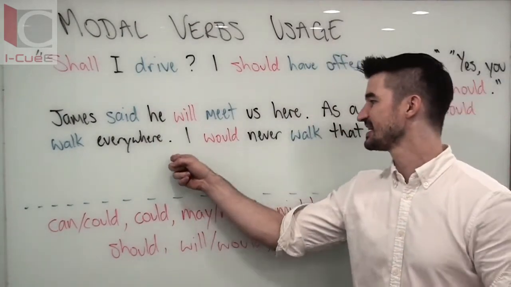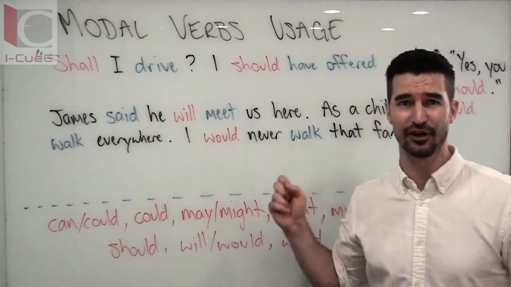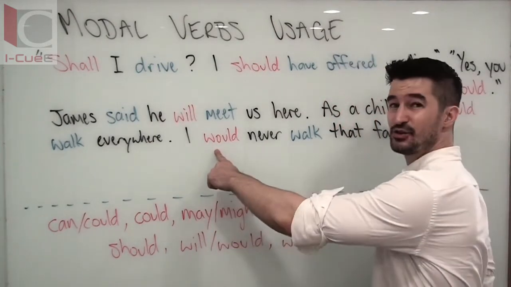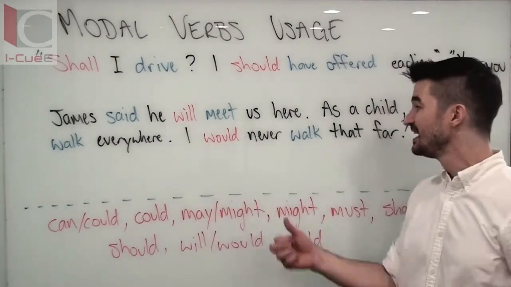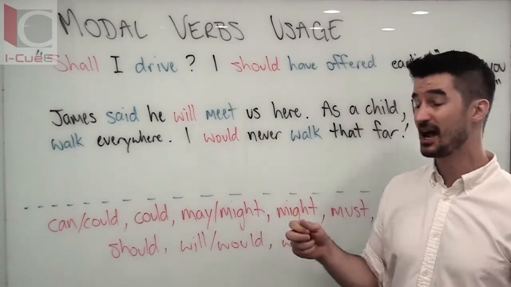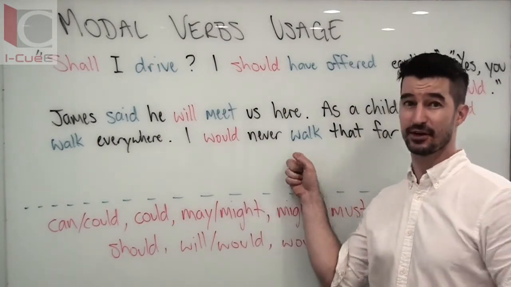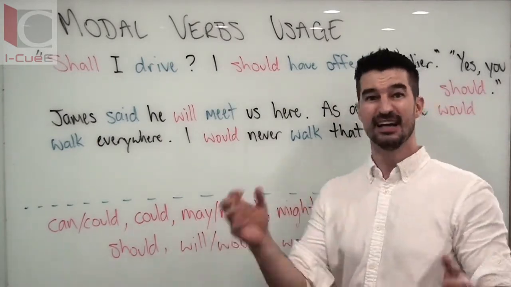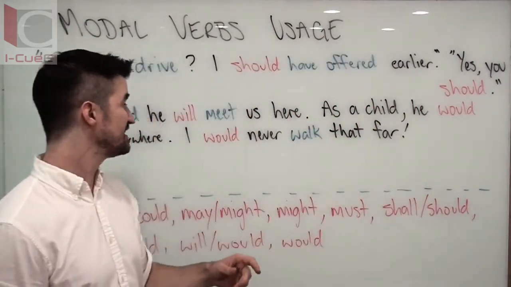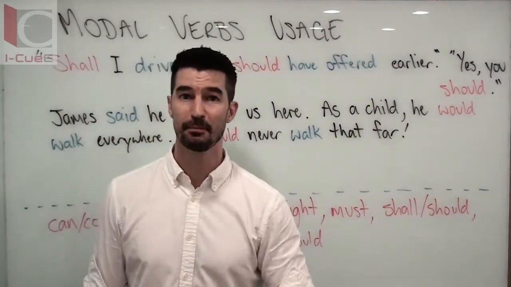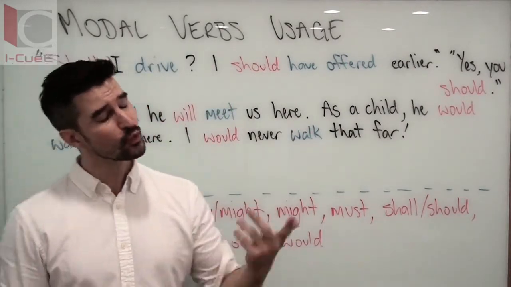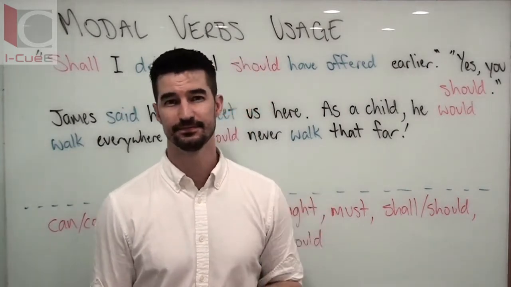Now, the last little sentence here, I would never walk that far. And the last thing I wanted to show you was that, yes, you can have the modal verb first, but you can have things in between sometimes in terms of the modal verb and the main verb. Here we have the adverb, the negation, never, okay? So maybe James would walk that far, but I would never walk that far. With that, let's review.